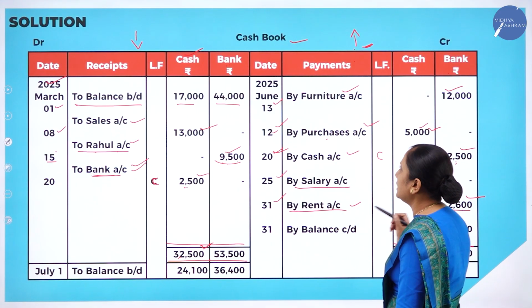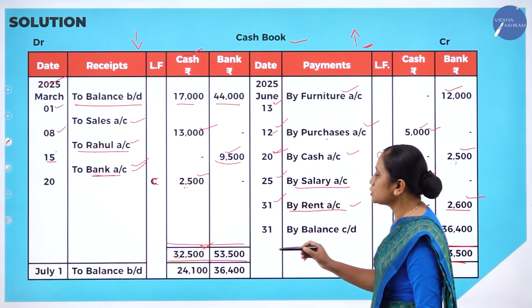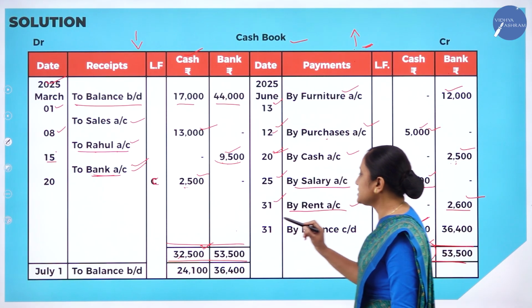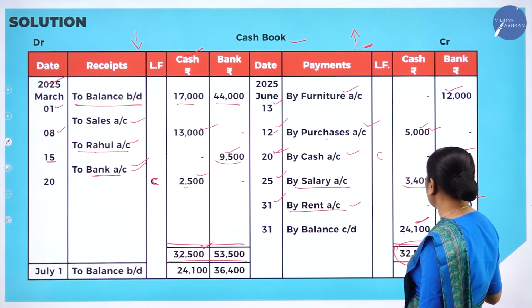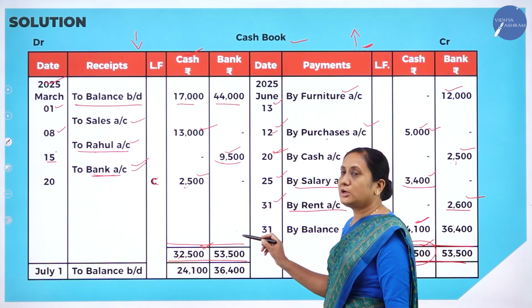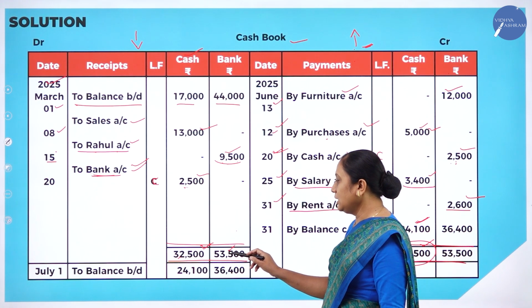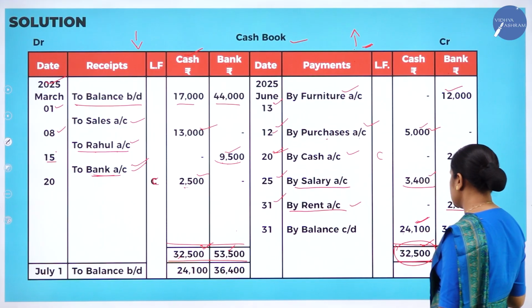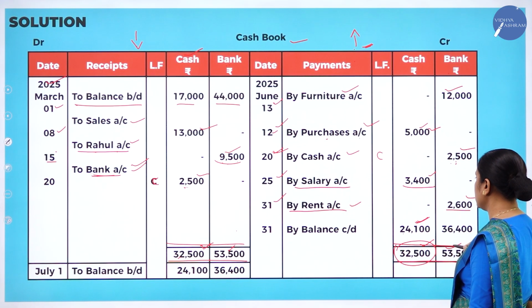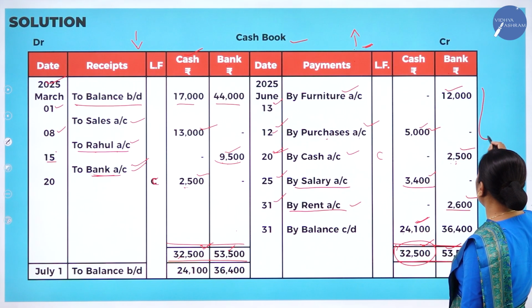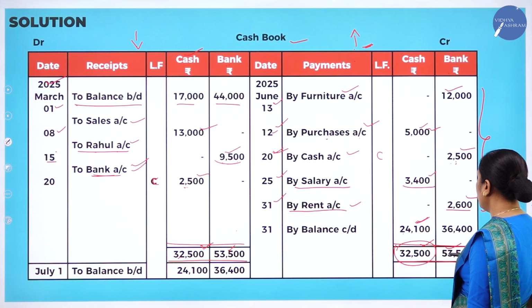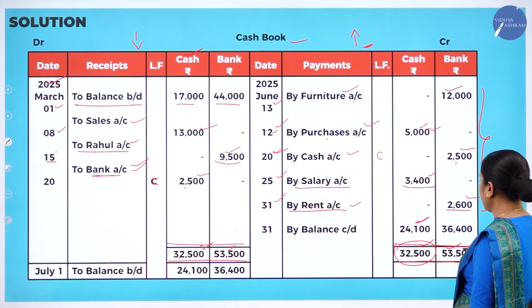Similarly, we will do the balancing even for the bank column also. Okay, comparing the bank column debit side with the bank column credit side, the bank column debit side total is greater. Okay, this is the total right here. The same amount has to be written this side also, on the credit side also, and you total all the amounts on the credit side and subtract from 53,500.